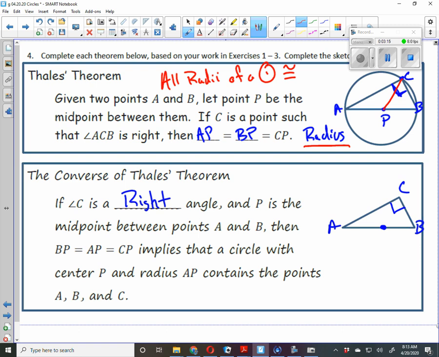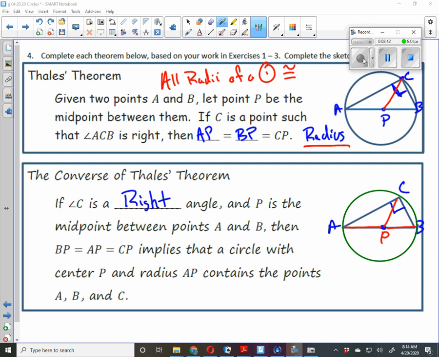Then they said the converse of Thales' theorem says that if angle C is a right angle and P is the midpoint between A and B, then these are all radii, right? This implies that the circle with center P with radius AP contains the points A, B, and C. And what they're saying is that there's going to be a circle here. So that circle, notice, has points that intersect in 1, 2, 3 places, and you have the same diagram.